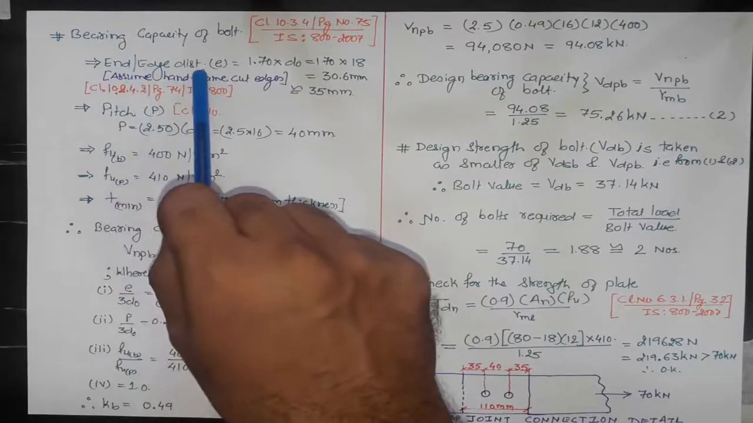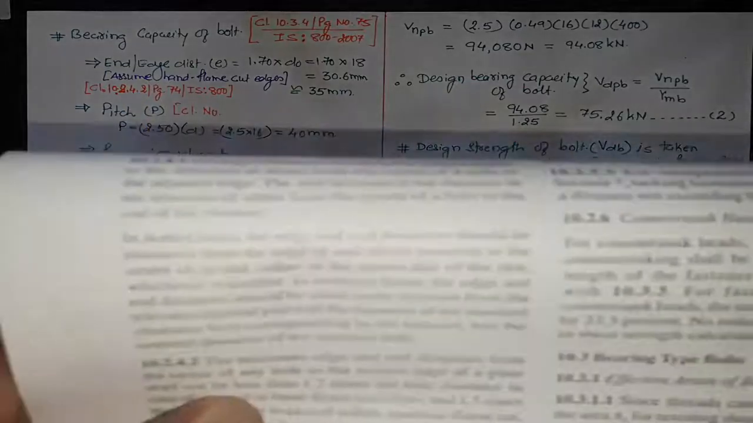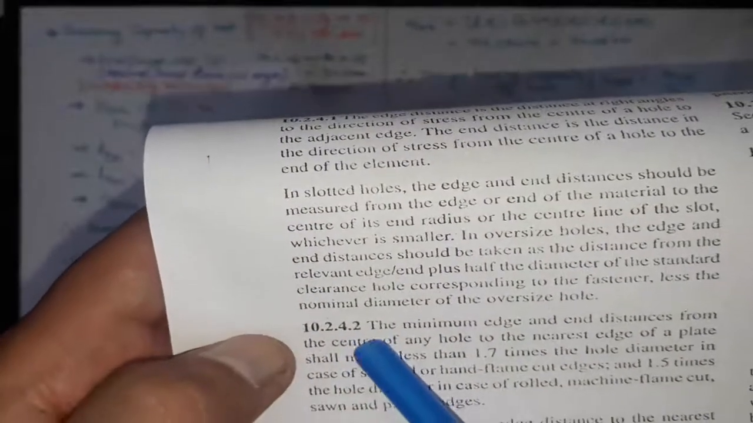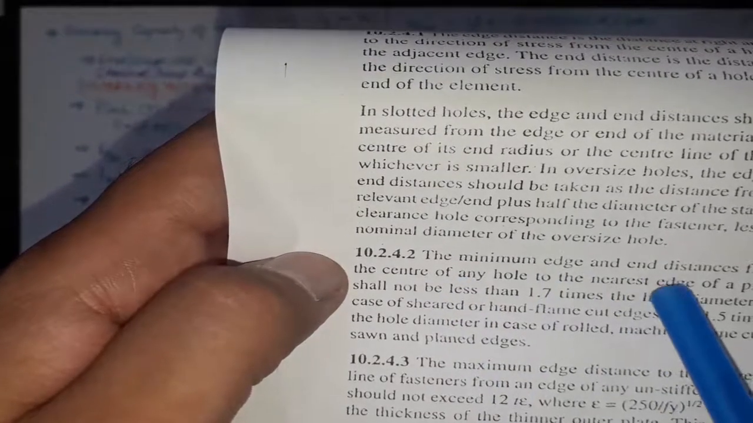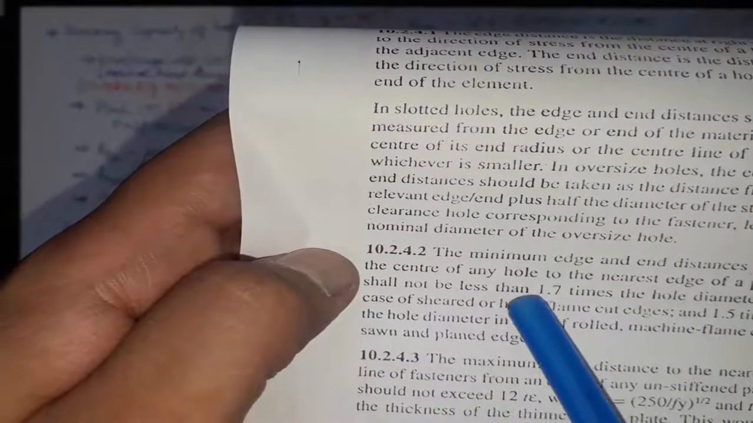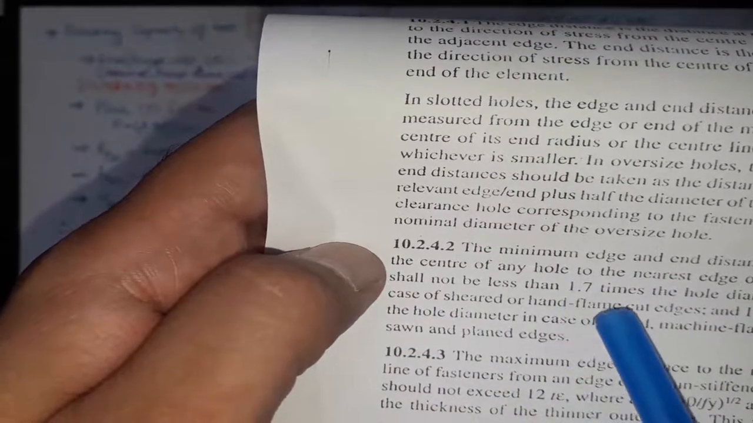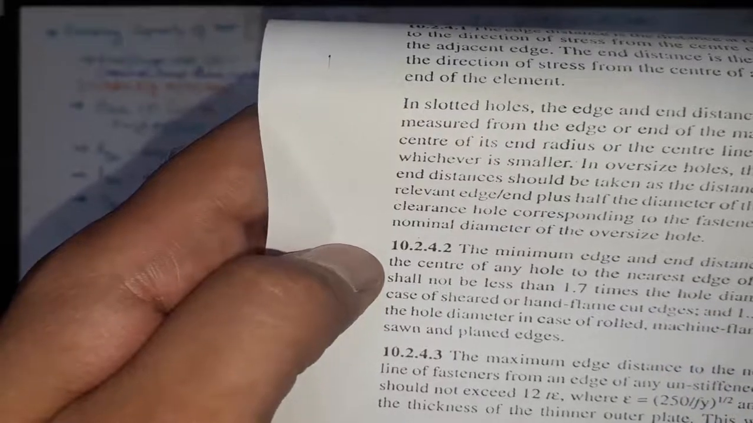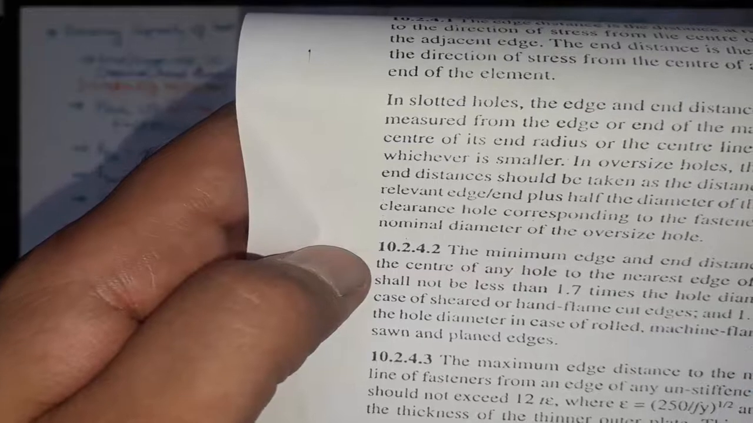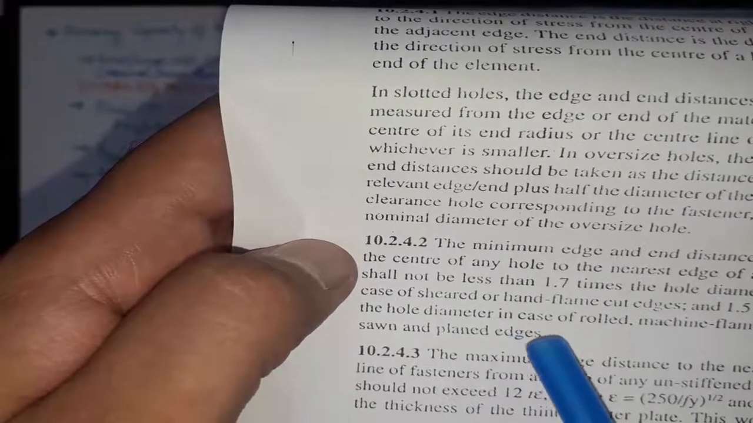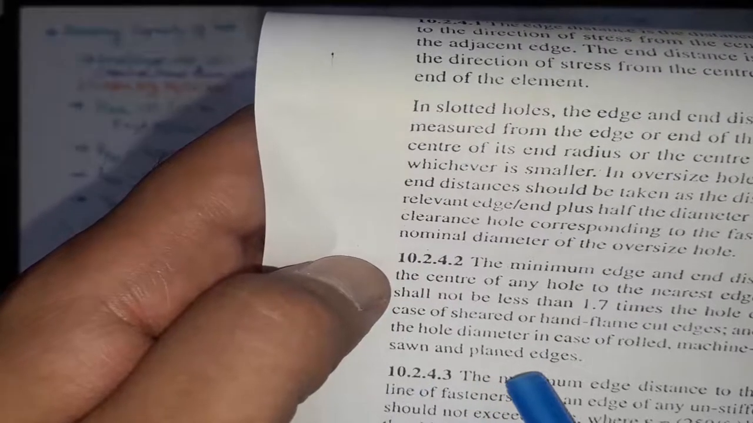Here the end or edge distance is as per clause number 10.2.4.2, page number 74. The minimum edge and end distance from the center of any hole to the nearest edge of the plate shall not be less than 1.7 times the hole diameter in case of sheared or hand flame cut edges, and 1.5 times the hole diameter in case of rolled, machine flame cut, sawn and planed edges.